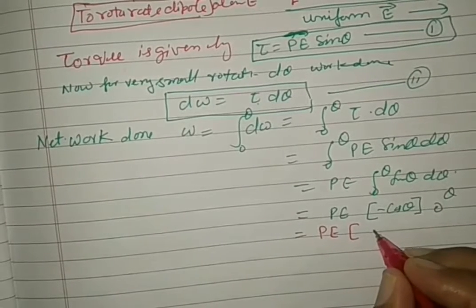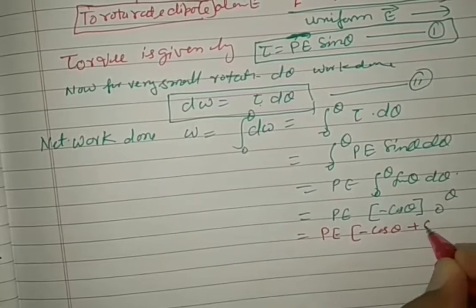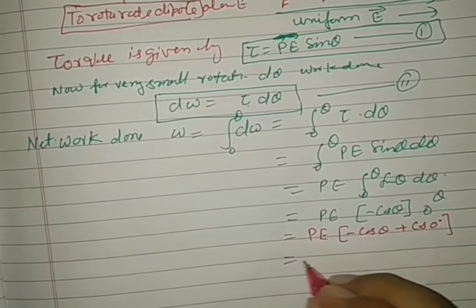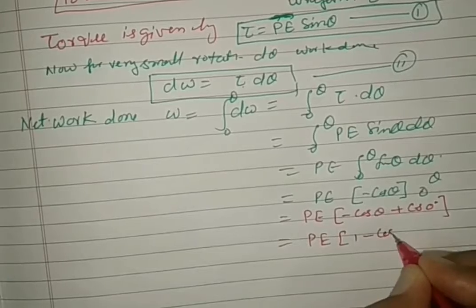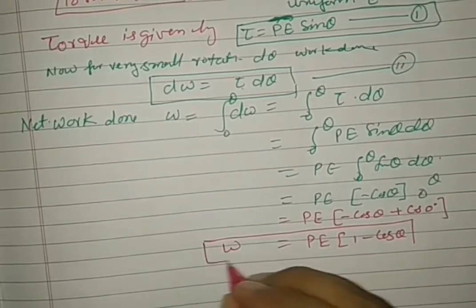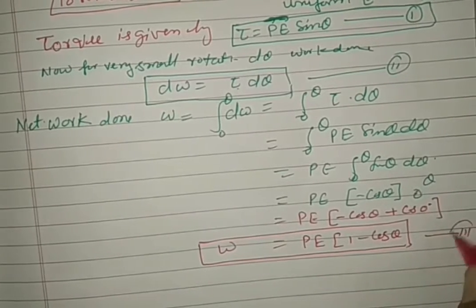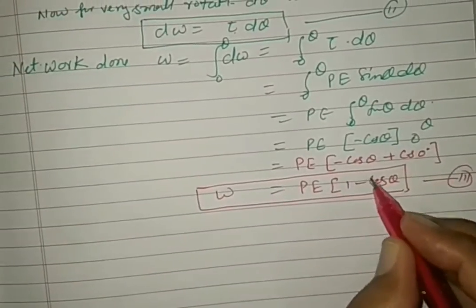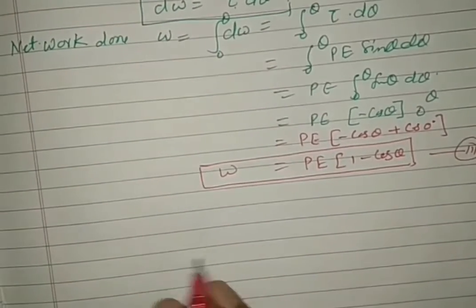So now putting the limits here, we may say it is equal to PE. First of all, upper limit, that is minus cos theta, minus minus plus cos 0. Theta is 0, from 0 to theta. Now it becomes PE, cos 0 is 1, so it is 1 minus cos theta. The work done to rotate a dipole in electric field is given by this equation number 3. This is W is equal to PE (1 minus cos theta).